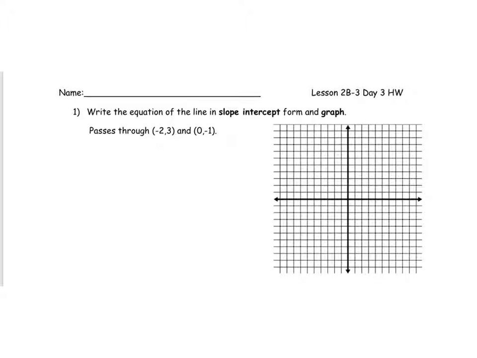All right, so number 1 says, write the equation of the line in slope-intercept form and graph. So slope-intercept form, that is our y equals mx plus b. Remember, we talked about this in class. In order to write the equation of the line in slope-intercept form, you need a slope and you need a y-intercept. Now let's take a look at what is given to us.